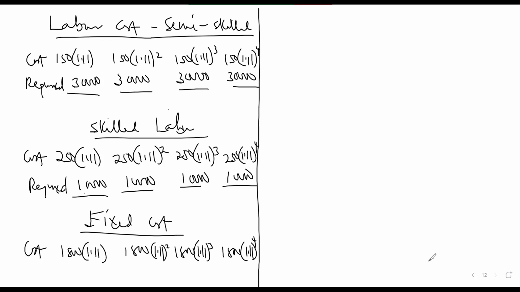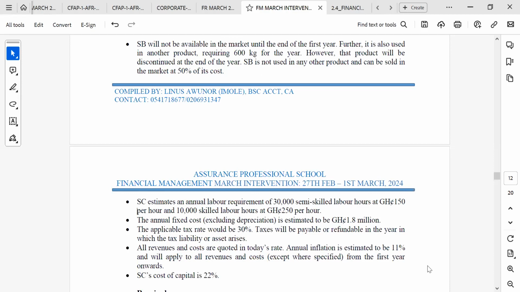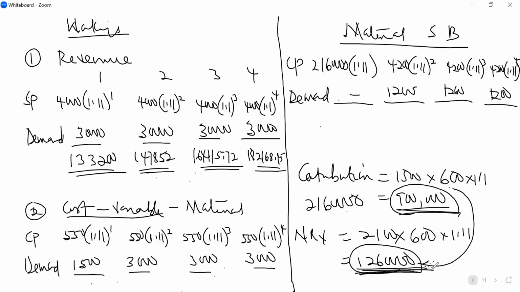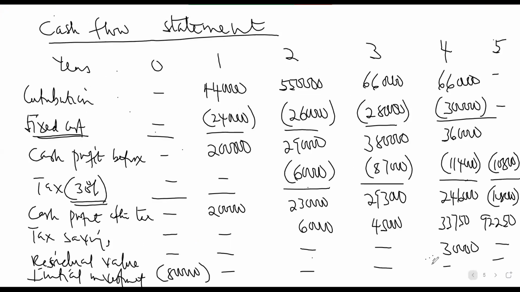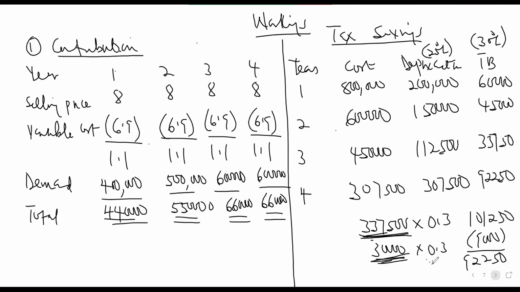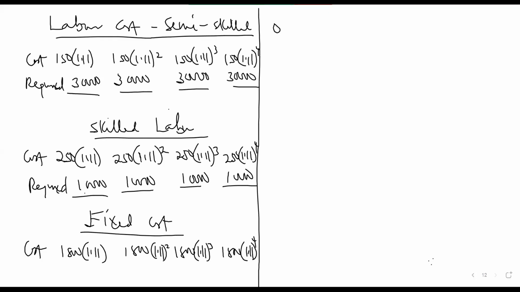After getting the fixed cost, you subtract it from your contribution. Now you get your cash profits. After getting the cash profit, you apply your tax on it, like the way we did the first one. So you calculate the tax, then you get your cash profit after tax. From that place, we now start with the tax benefits.